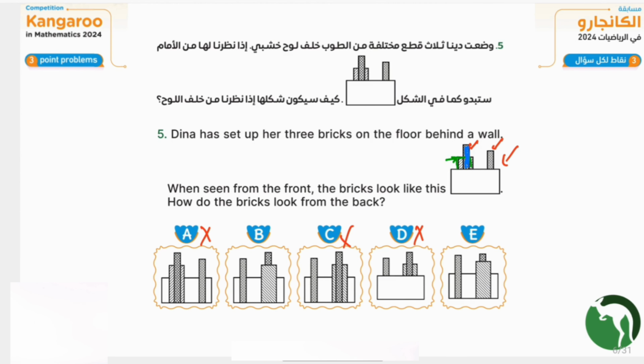Let's look. We have the blue one much longer than the green one. So here the difference between the two heights is very low. So this one is not the correct answer. And here is the correct answer, B.